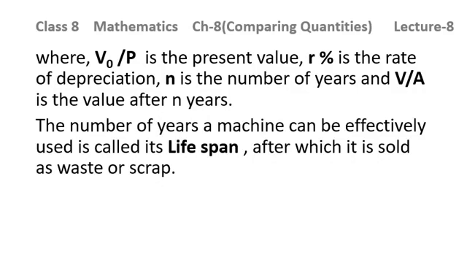And let us talk about the lifespan. This is another term in this application of compound interest. The number of years a machine can be effectively used is called its lifespan, after which it is sold as waste or scrap. I think this is a word which everyone knows very well, because after using a particular machine for certain years, we always think that now it is time to sell that particular machine. So the number of years a machine can be effectively used is called its lifespan.